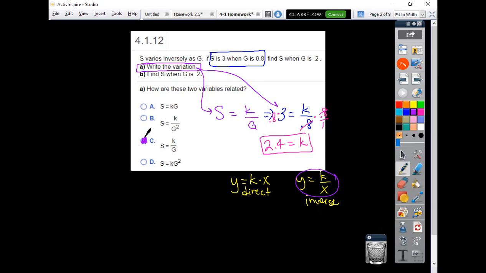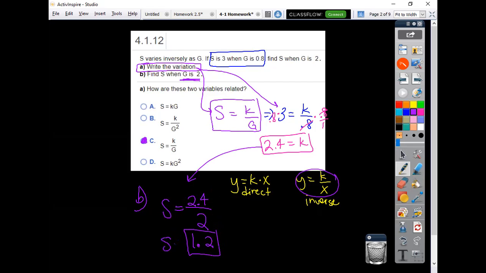And then the next part to this problem, there was going to be a part B down here that comes up after you get this one right, that says, okay, so solve for S. If we know K now, we're still going to use this equation. So K is 2.4, and then they tell us G is 2. That's down here, the G right there. And then we're going to be able to solve that to find S. That looks like 1.2 if you divide those out, for part B, the second piece of that question.